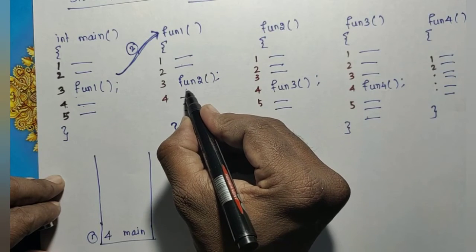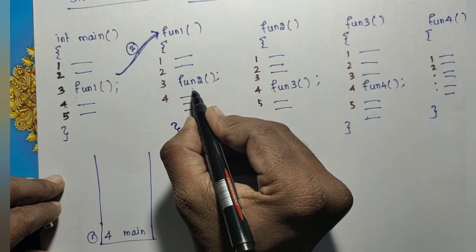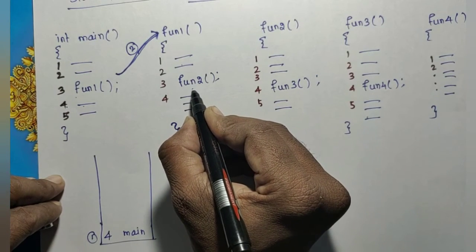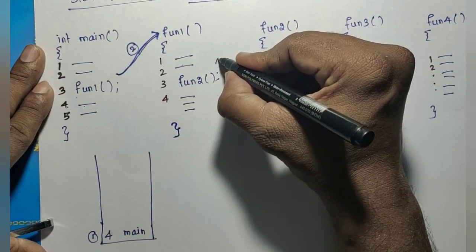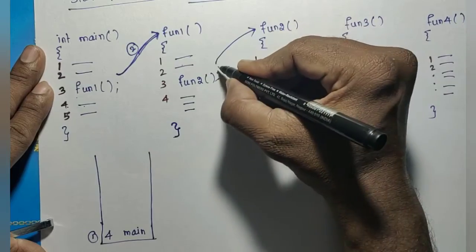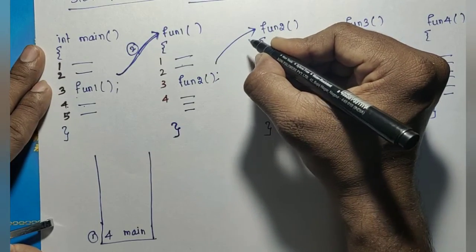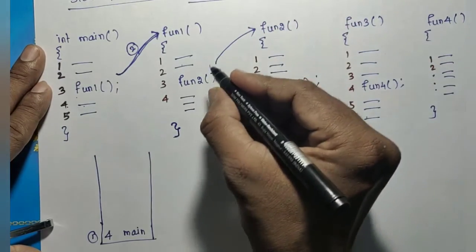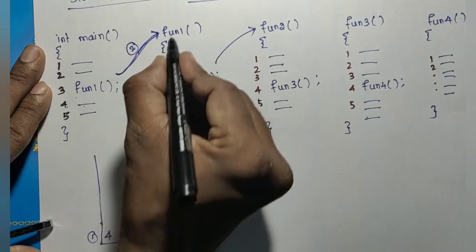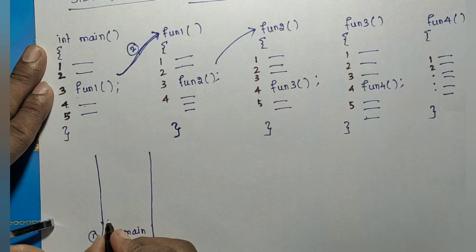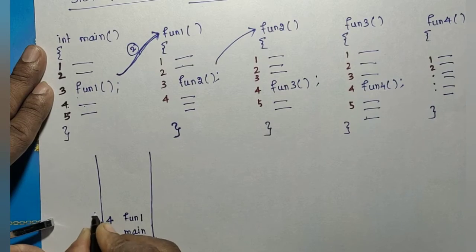When it reaches function 2, there is another call. So it will be identified as another call, and the control will move to function 2. Before moving the control, where does it need to return? After completing function 2, it needs to return to the fourth statement of function 1. So it will again insert the fourth statement of function 1, where it needs to return. That is happening as the third push.